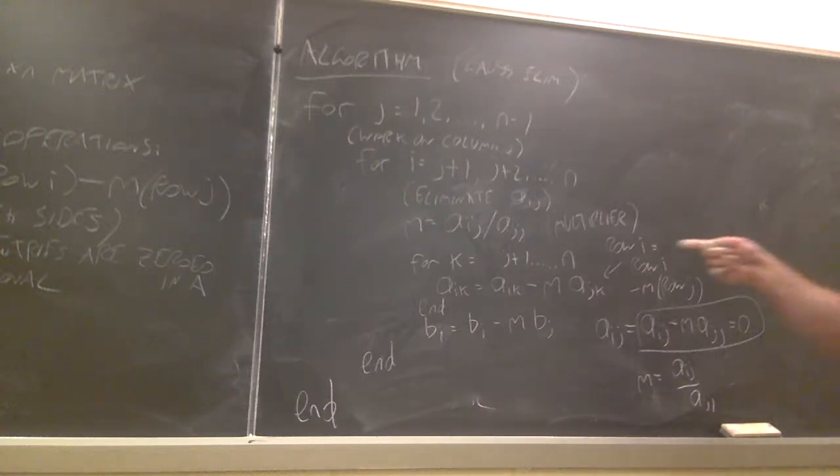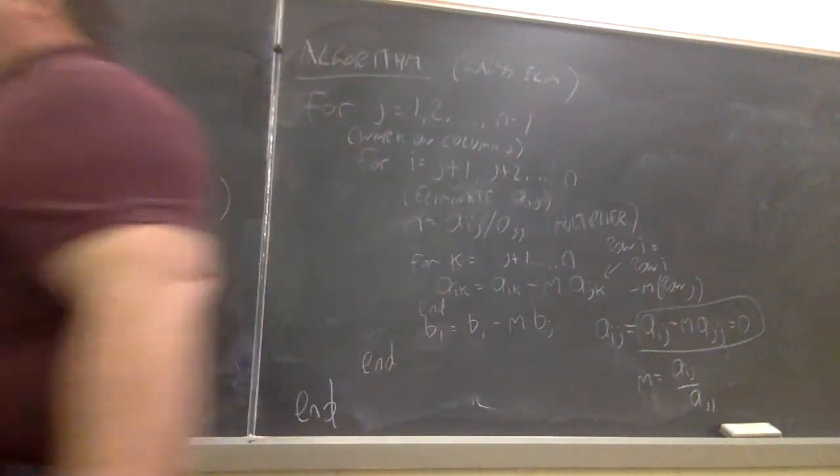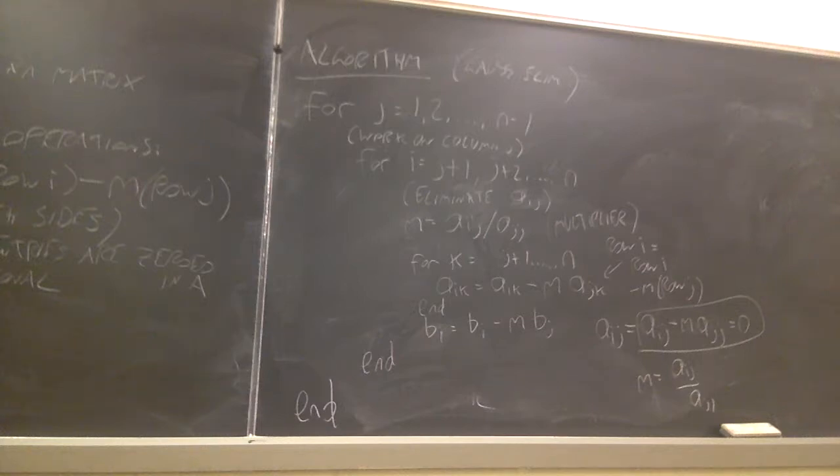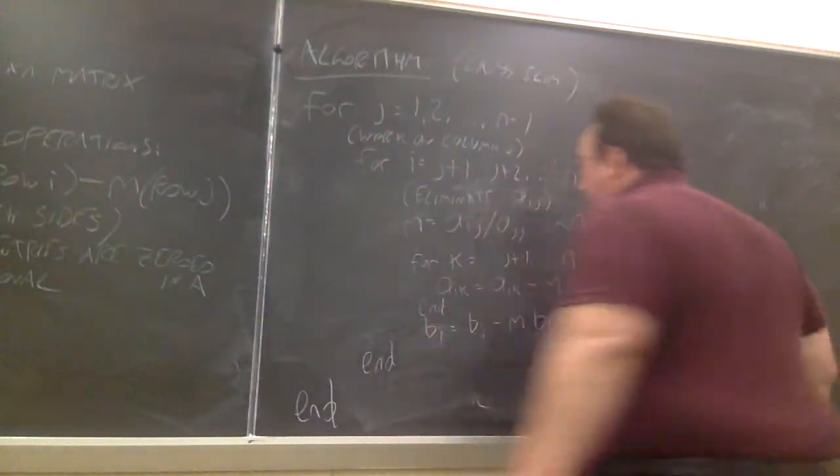Now, what if a_jj equals 0? That could be a problem. I'll discuss that next time. That's where we get to pivoting, where you occasionally interchange rows. But what we'll find is that when it's computer arithmetic, there are other reasons besides that being 0 to interchange rows because of computer arithmetic error.